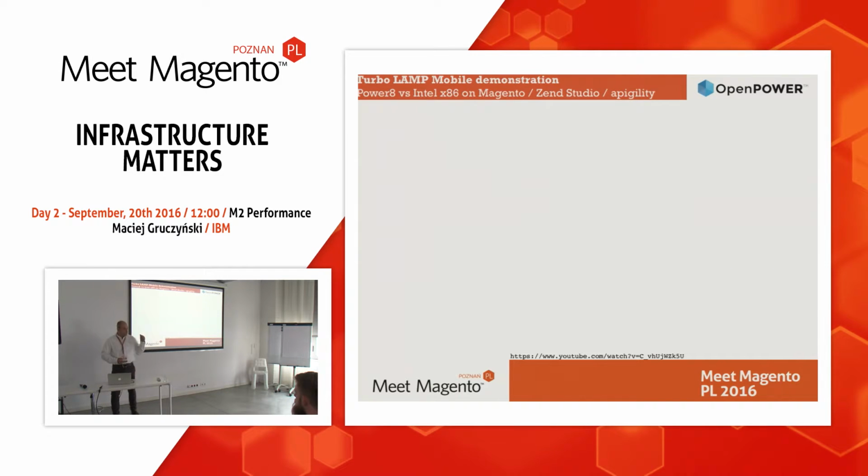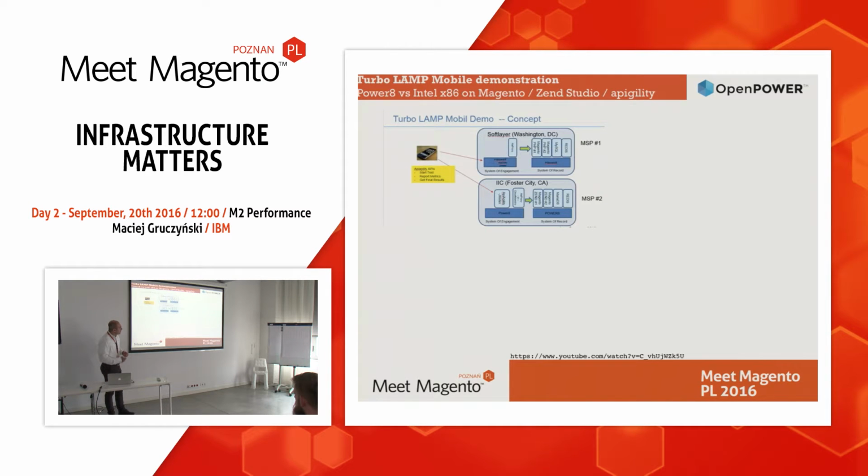So you can find on YouTube, and the link is down there, a short video, 10 minutes, presenting results of the comparative test of Power versus Intel. I will not be showing you this video because it's, I think, a bit too long, but just a quick view of what has been tested. We assume the scenario that we have two providers. One provider is putting the Magento application on Intel. The second is putting the Magento application on Power servers.